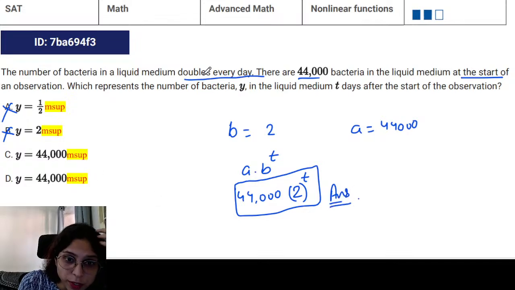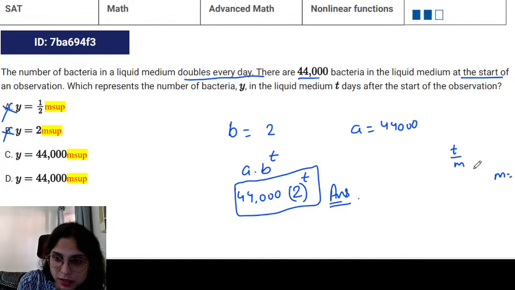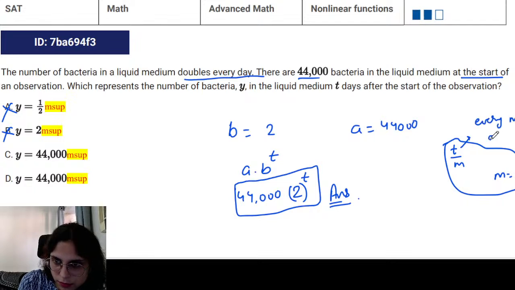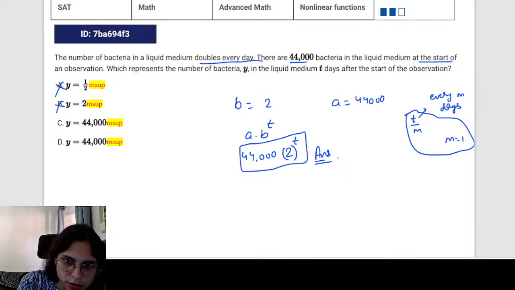Alright, and if it were doubling every 2 days, then it would be t over 2. If it were doubling every 3 days, then it will be 2 to the power t over 3. That's an important concept. You have to use t over m. The value of m over here is 1, because it is doubling every single day. Got it? So that is important, that m is equal to 1.